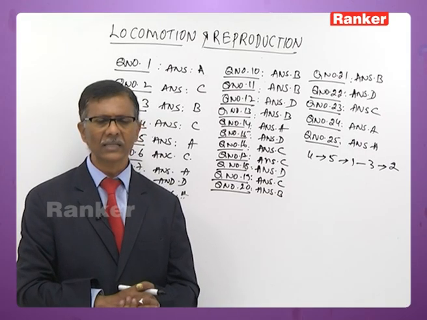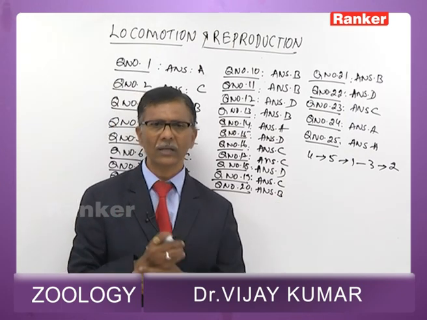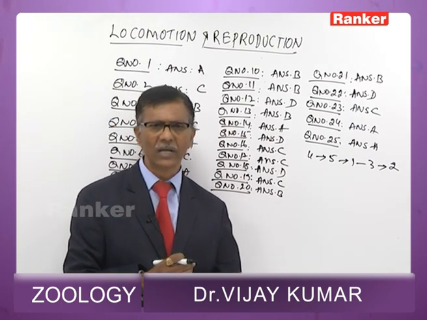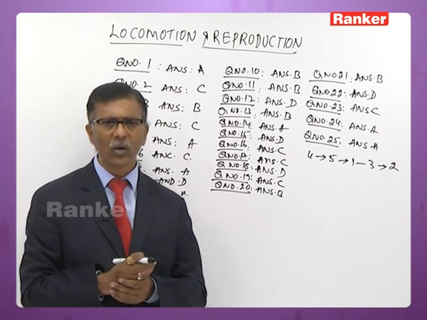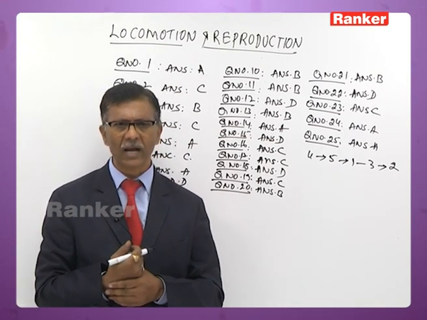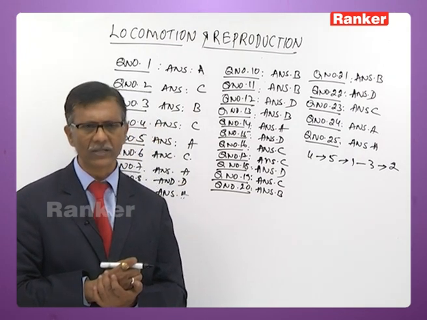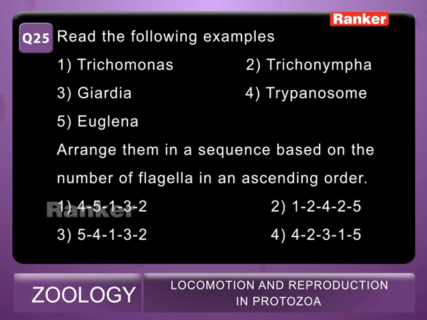Now, the correct answer is A. First is Trypanosoma, which has a single flagellum, Euglena has 2 flagella, Trichomonas has around 3 flagella, Giardia has 4 pairs, Trichonympha has many flagella. So the answer for the 25th question is A.